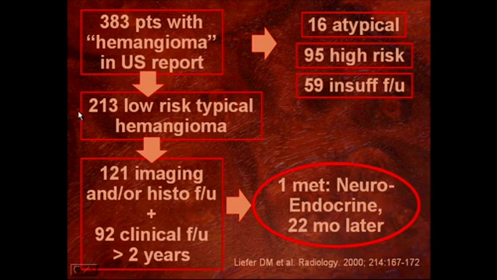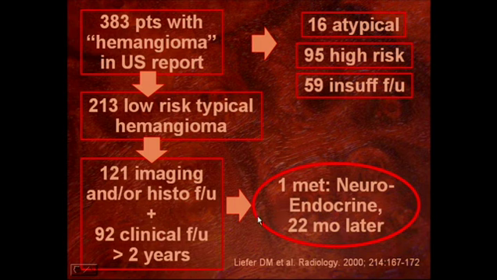That left him with 213 patients who were at low risk for malignancy and who had typical hemangiomas on sonography. Of those 213, 121 had imaging and/or histologic follow-up, and 92 had clinical follow-up for a period of greater than 2 years. And of these 213 patients, only one turned out to have a malignancy, and that was a patient that had a neuroendocrine met that was discovered 22 months after the original ultrasound.